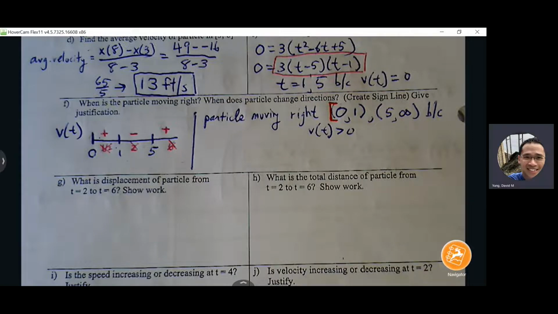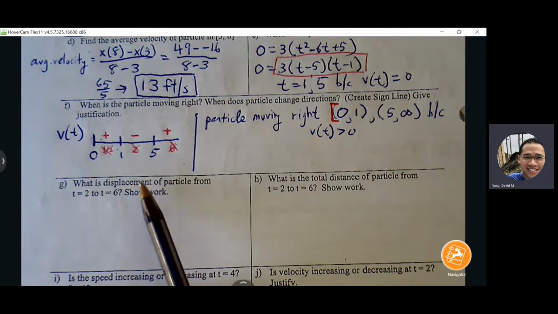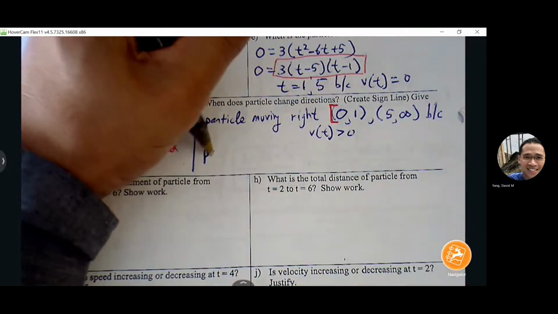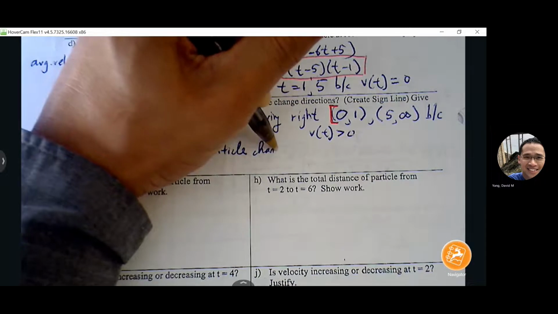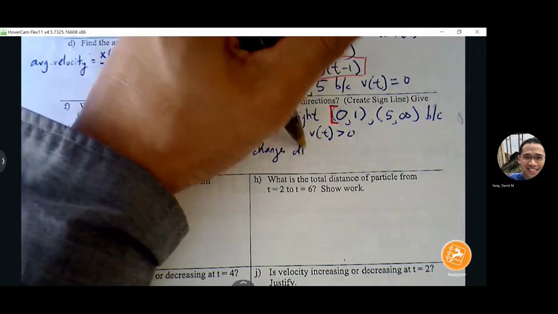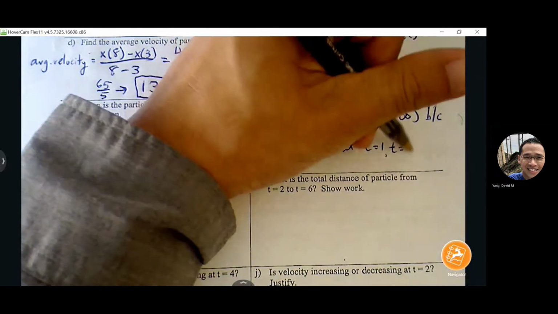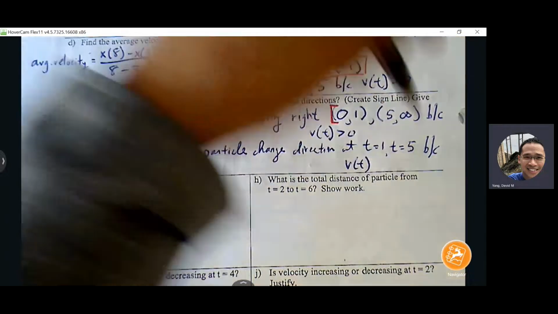Okay, next up, when does a particle change direction? So at what t values does the particle change direction? What can we say? At t equals what? 1 and 5. Yep, 1 and 5. The reason is because velocity changes signs.